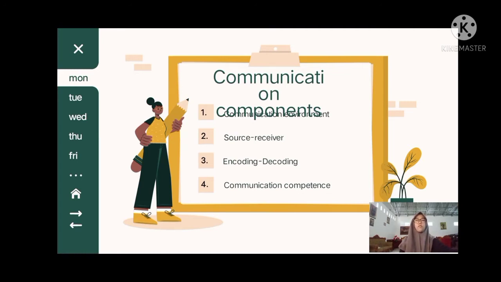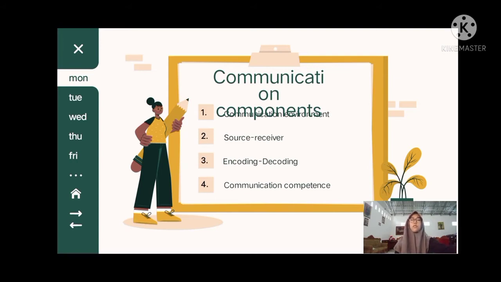Second is source and receiver. The communicator is the source and the communicant is the receiver. When you talk to someone, then wait for the response. You have absorbed this nonverbal cues and you are performing the function of receiver. The third is encoding and decoding. It is an inseparable unit. In communication science, we call the act of generating a message or speaking or writing as encoding, and the receiving message, listening or reading, such it is decoding.